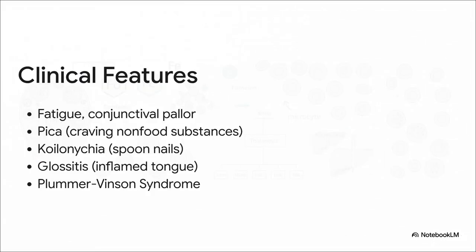Now, besides just feeling tired and looking pale, you need to keep an eye out for some really specific clues. Koilonychia, or spoon nails, is a classic sign, and so is pica. That's the strange craving to eat things that aren't food, like ice or even dirt. That's a huge giveaway. And you always have to remember the triad of Plummer-Vinson syndrome. That's the iron deficiency anemia, plus webs in the esophagus causing difficulty swallowing.